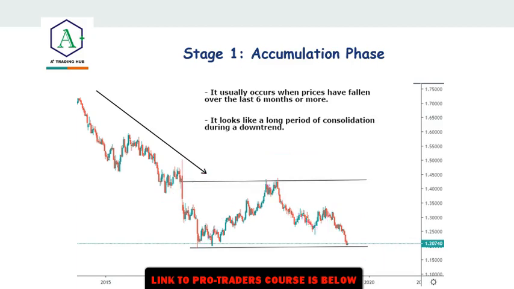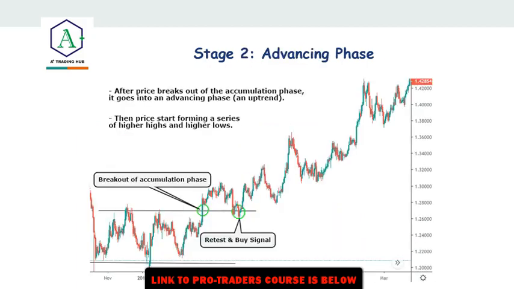The breakout is what we call the advancing phase. After price breaks out of the accumulation phase, it goes into the advancing phase, which is the uptrend. Then price starts forming a series of higher highs and higher lows. That is what we are seeing on the chart through here. This was the accumulation phase here.